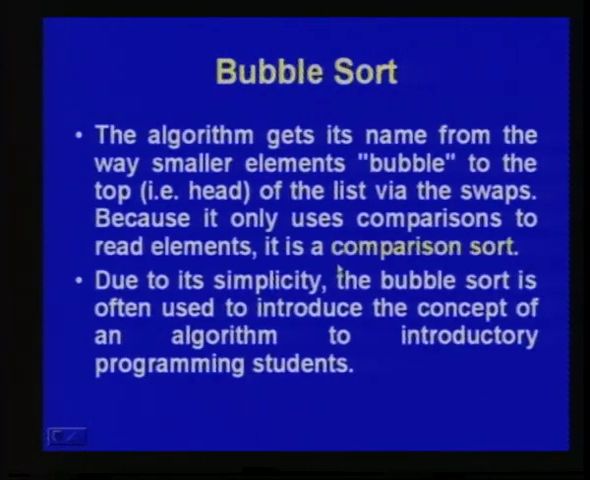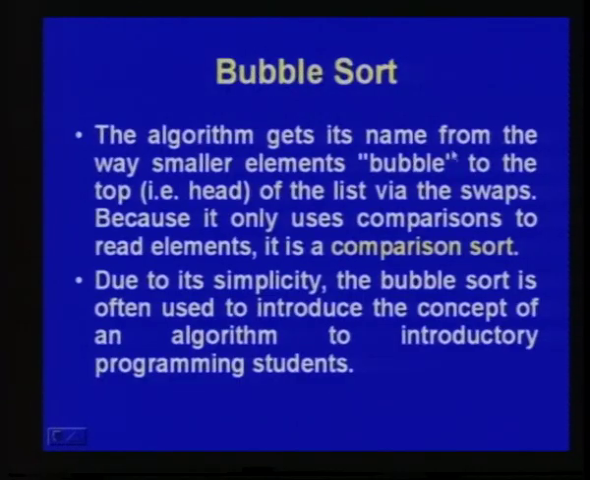Now, let us go to the next one. So, what is the selection sort? You select the minimum item, put it in the first position. Now, select the second most minimum item, put it in the second position. Select the third most, put it in the third position, and so on till you have put all the elements in the correct positions. Now, let us look at bubble sort.